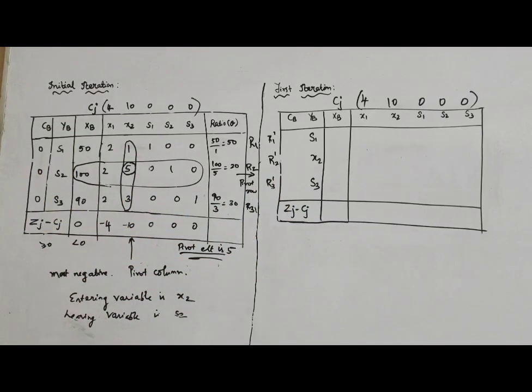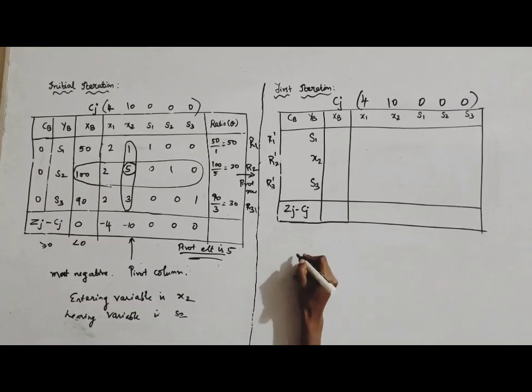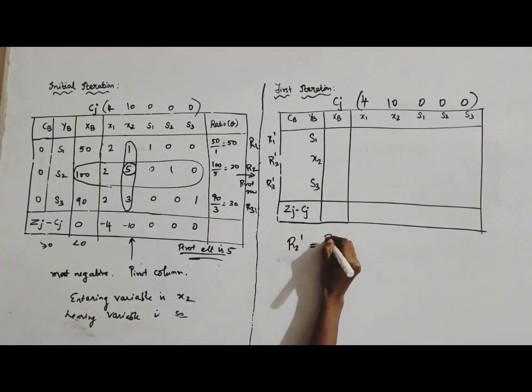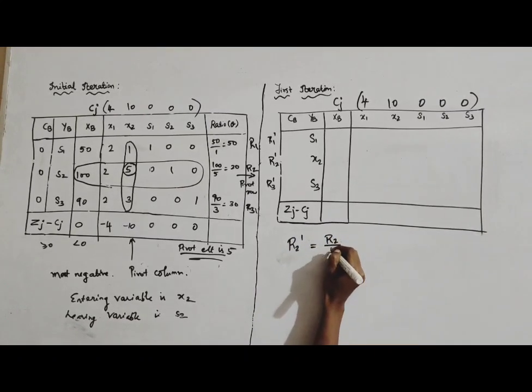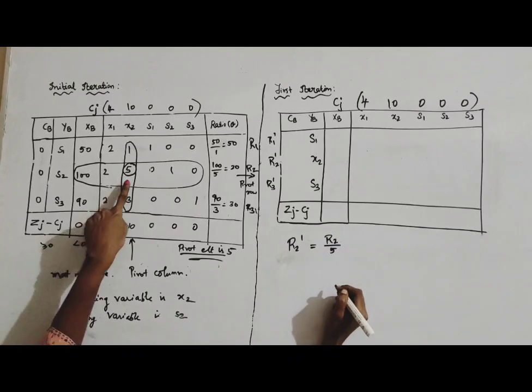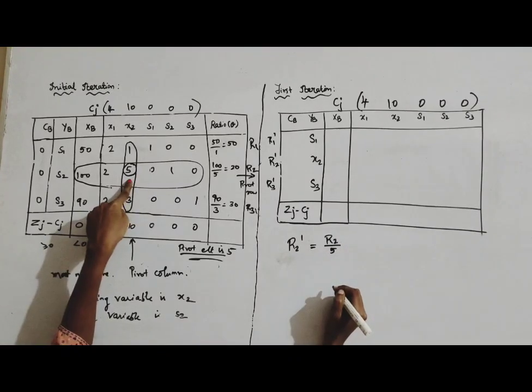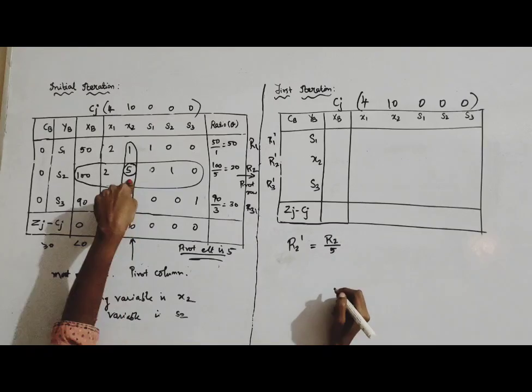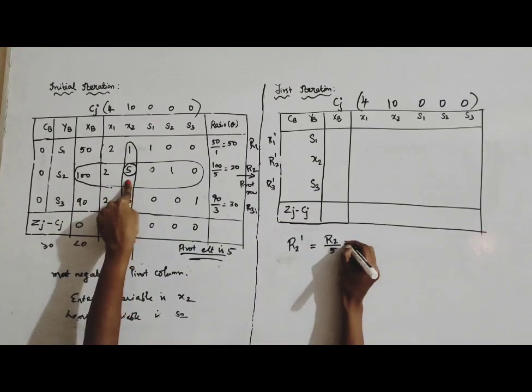Always remember that you have to find the entering variable row first. You have to find the row R2 dash. That is R2 divided by the pivot element. What is the pivot element here? 5 is the pivot element. Therefore, R2 divided by 5.